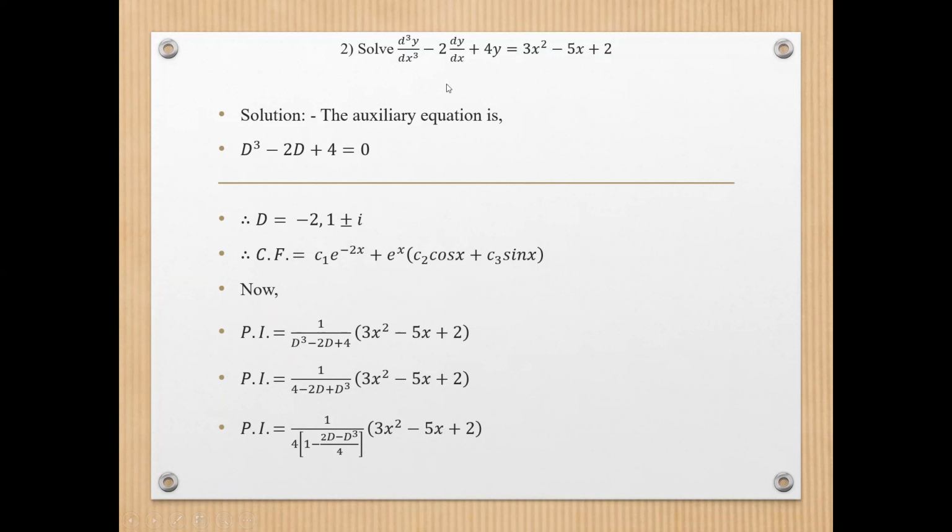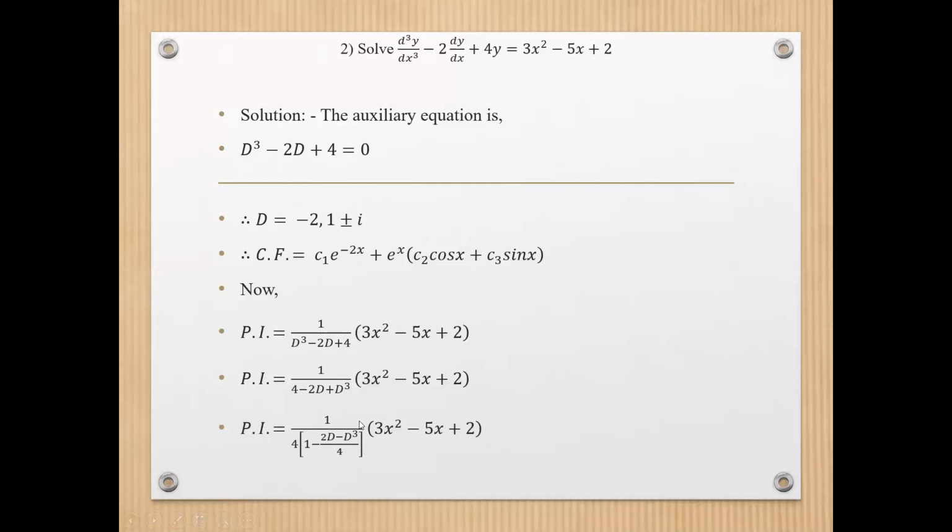As you know, the complete solution is given by complementary function plus particular integral. We have done half of this linear differential equation. Now we have to find the particular integral. Particular integral is equal to 1 upon f of D into X. What is f of D? D cube minus 2D plus 4. What is capital X? Capital X is nothing but the right hand side, 3x square minus 5x plus 2.